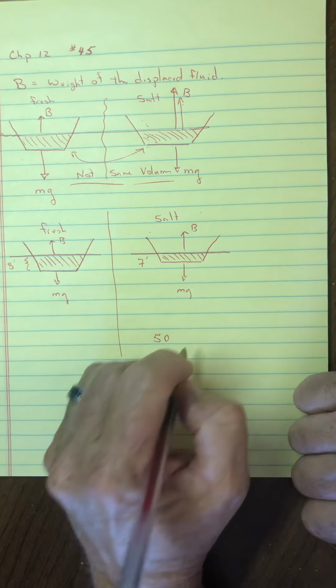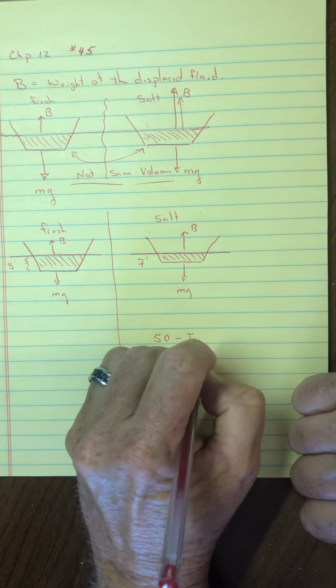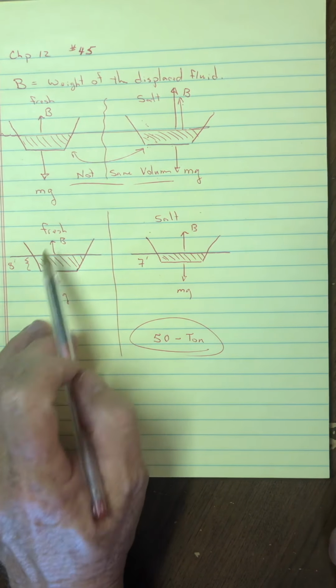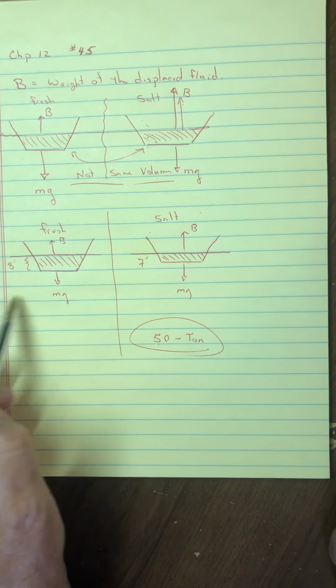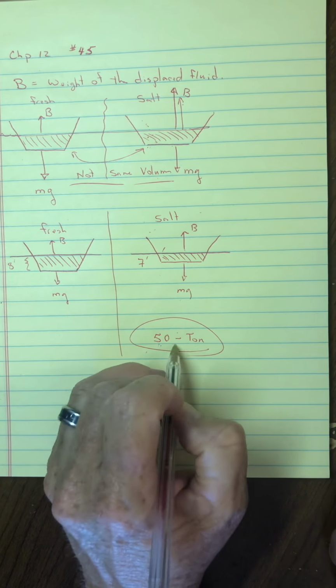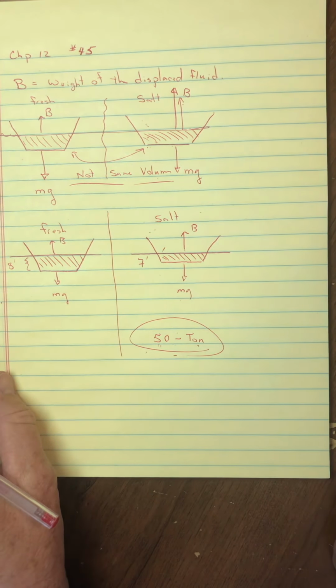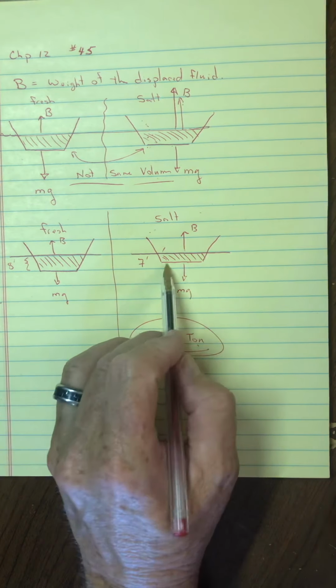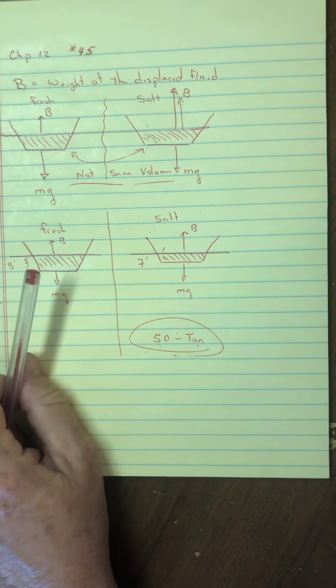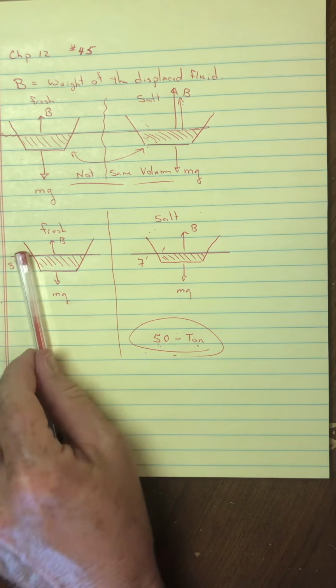So this one was talking about a 50-ton ship. That's how much the ship weighs. That means when it's in fresh water, it displaces 50 tons of fresh water. When it's in salt water, it also displaces 50 tons of salt water. It's just that 50 tons of salt water is a lower volume than 50 tons of fresh water. So that's the idea of this problem.